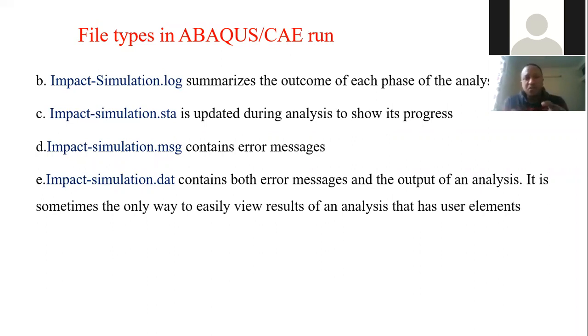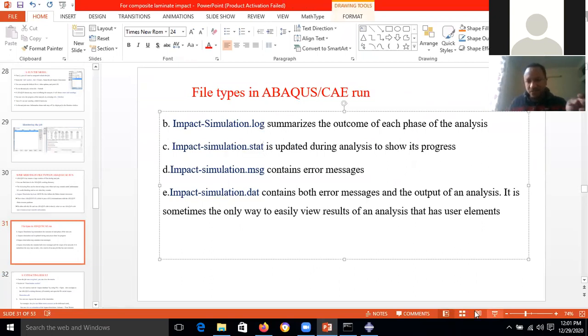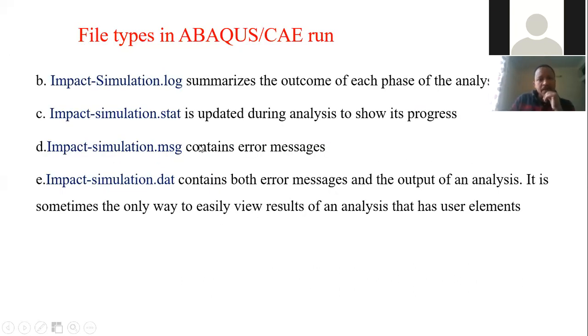Another file is the .log file. Impact simulation is the job name. The .log file summarizes the outcome of each phase of the analysis. Another is .sta, the status file. It implies the status of the analysis, which updates during the analysis to show its progress. And another is the .msg file, the message file, which contains error messages.